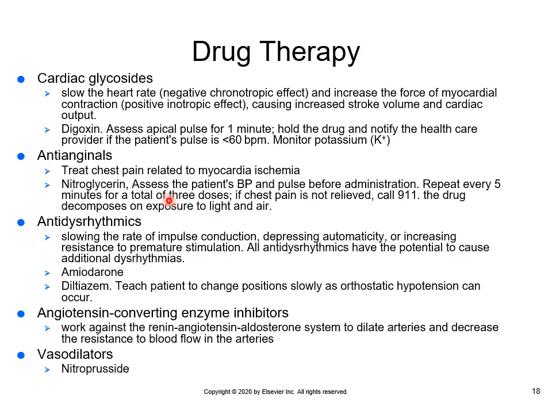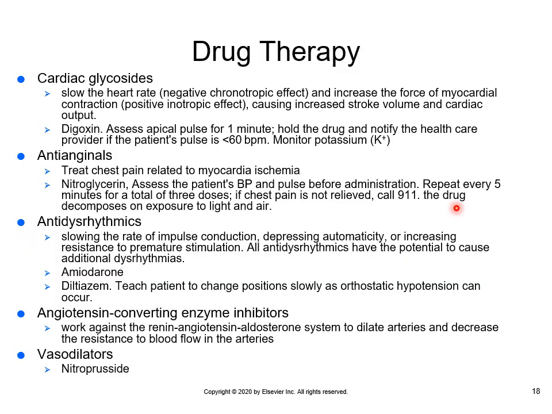Now, we are going to assess the patient's blood pressure when we give nitroglycerin, because it dilates and tries to open up those blocked blood vessels. When the blood vessels dilate, the blood pressure is affected and will go down. So we want to make sure that the patient's blood pressure is not on the low side, because if you give nitroglycerin and dilate the blood vessels, the blood pressure will bottom down. Okay, so we're assessing the blood pressure, assessing the pulse, and then we can give it at 5 minute intervals, a total of 3 doses. If the chest pain is not relieved, we call 911.